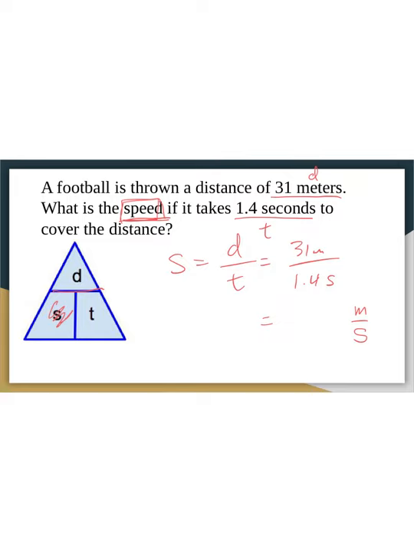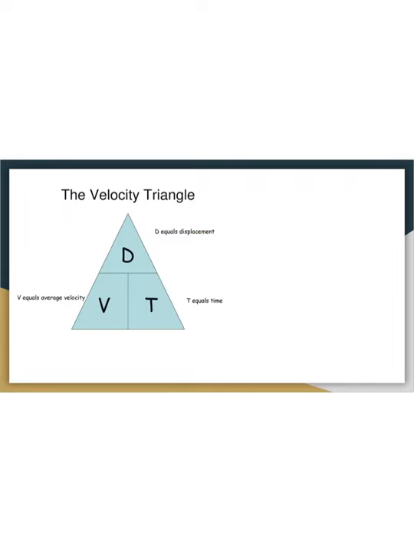I get a number with a long decimal, but for all class, just keep 2 decimal places, and that should be good enough. So I get 22.14 as my answer. And just circle or box your final answer, and that is good enough. So let's try this one.